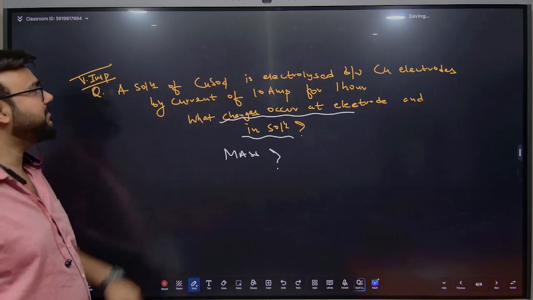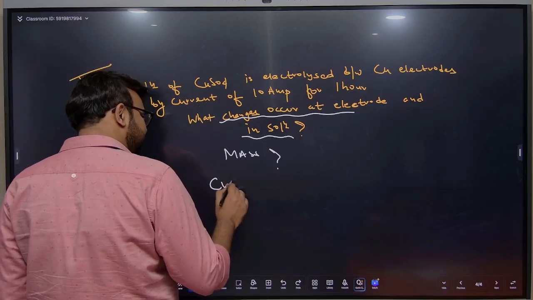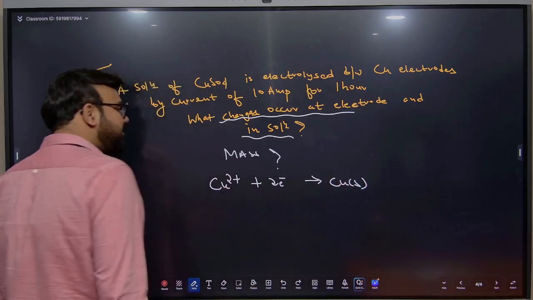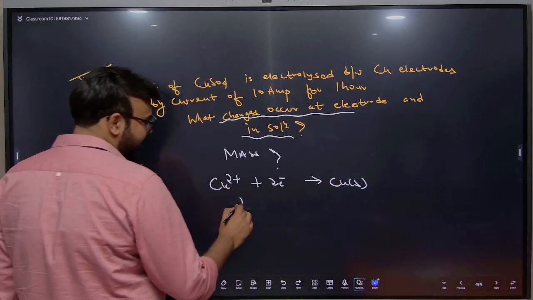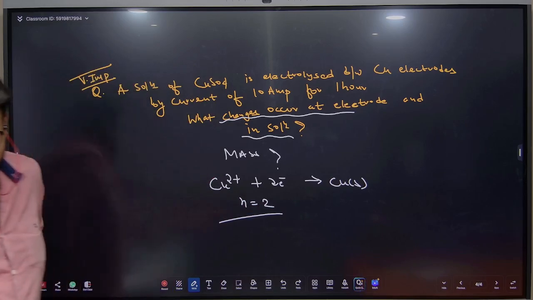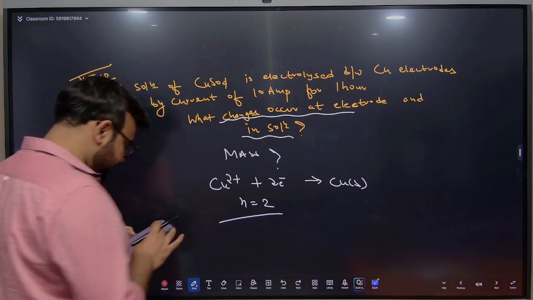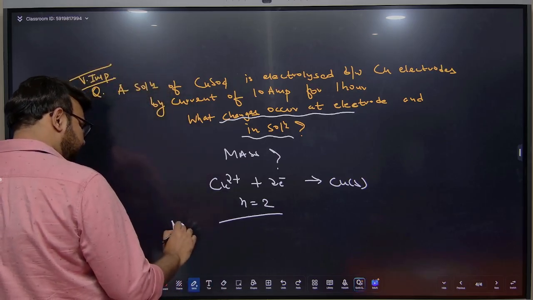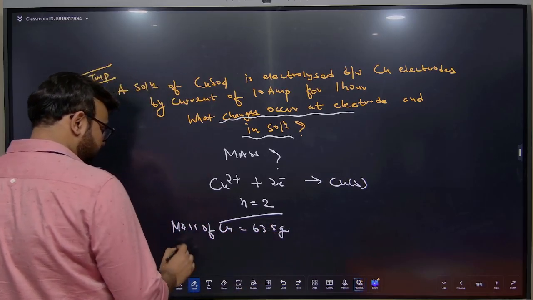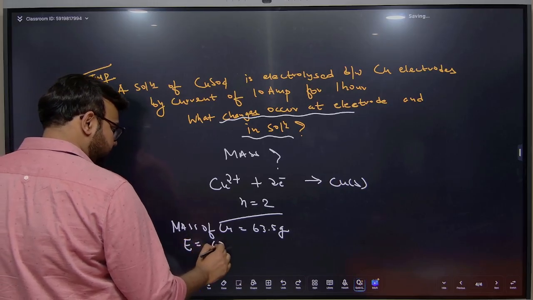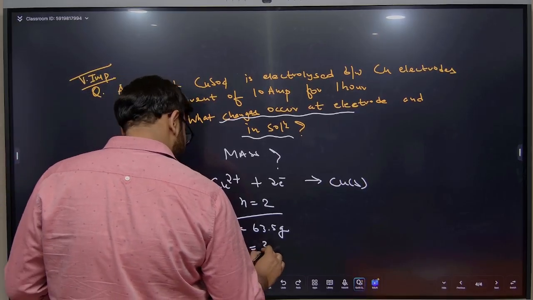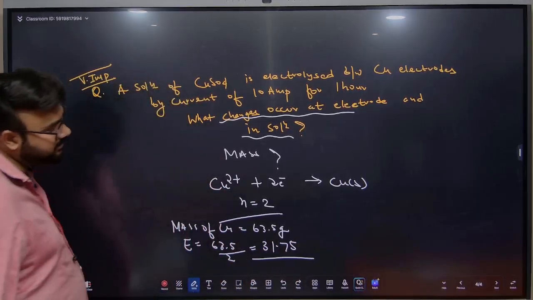Why? Because copper sulfate solution is electrolyzed. Correct. That means the reaction is Cu2 plus gains 2 electrons to deposit as Cu. That's it. What is your N? 2. There you go. And obviously you need the mass of copper. So take the mass of copper as 63.5 grams. So your E will become 63.5 by 2. That is how much? 31.75.